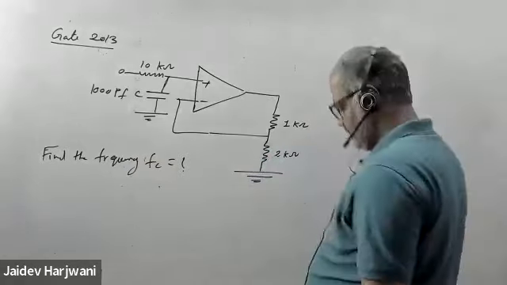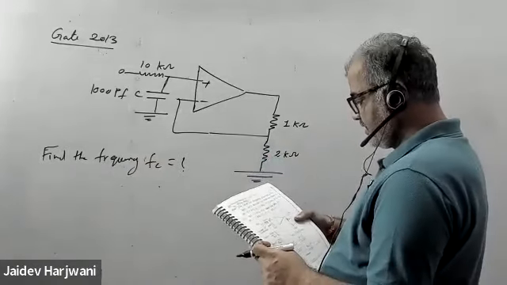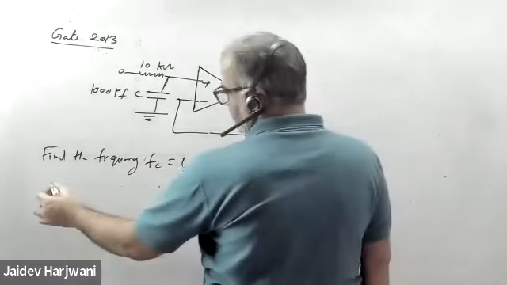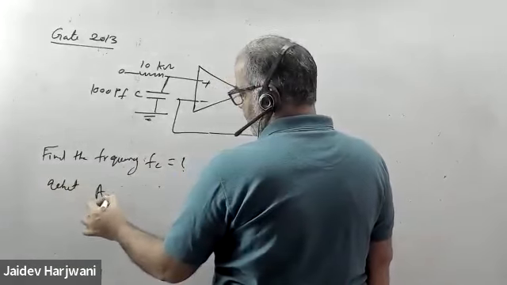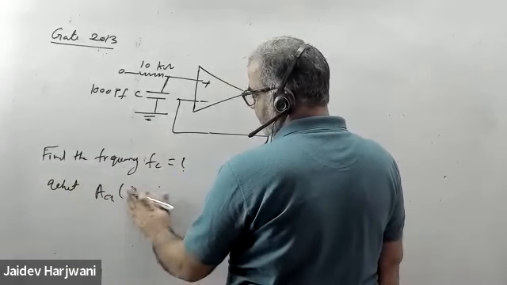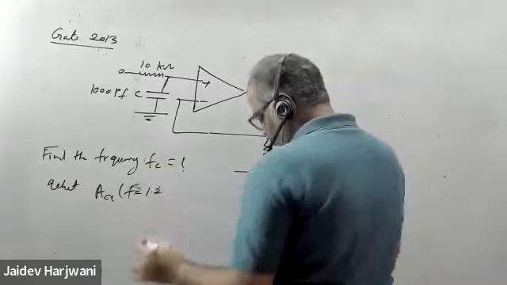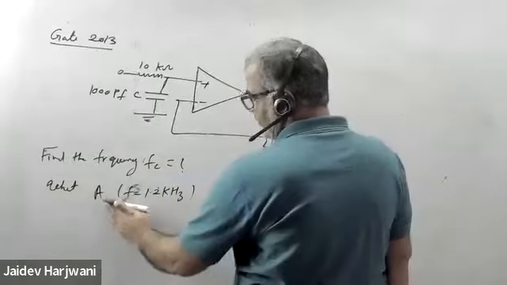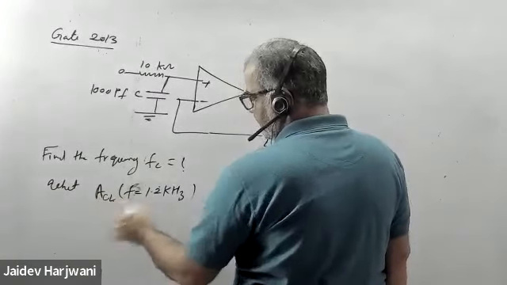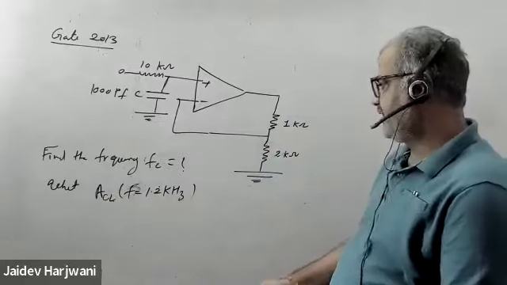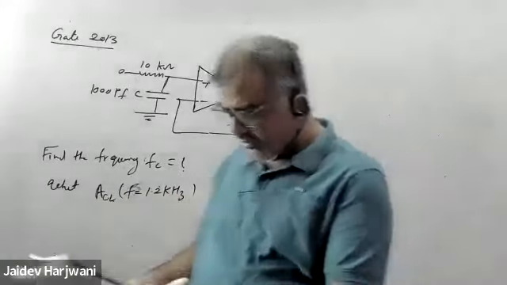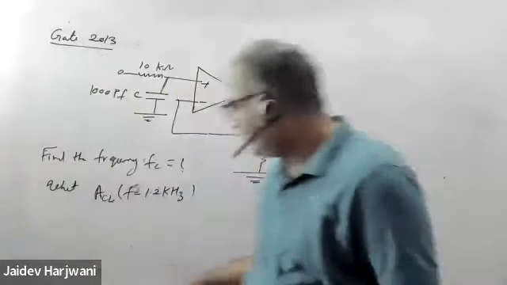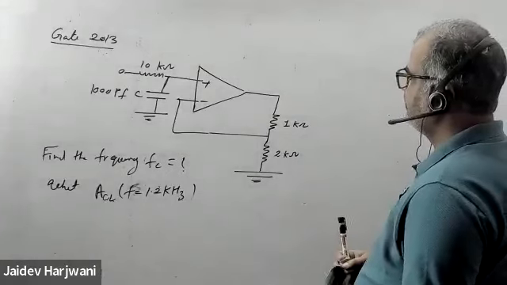Number one. Number two, they are asking what is the closed loop gain at frequency f equals 1.2 kilohertz. What is the closed loop gain at this frequency? What is the cutoff frequency and what is the gain at this frequency? So again, you need to find the formula for gain and you need to calculate. So solve this one. Everything is given.